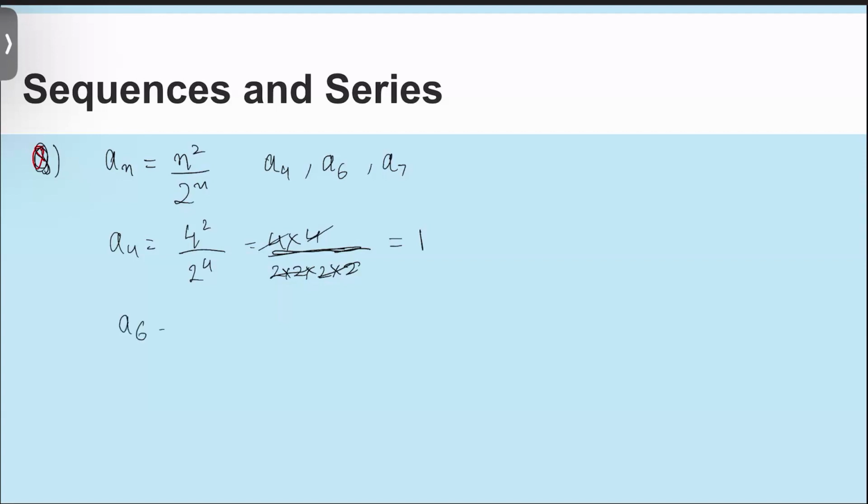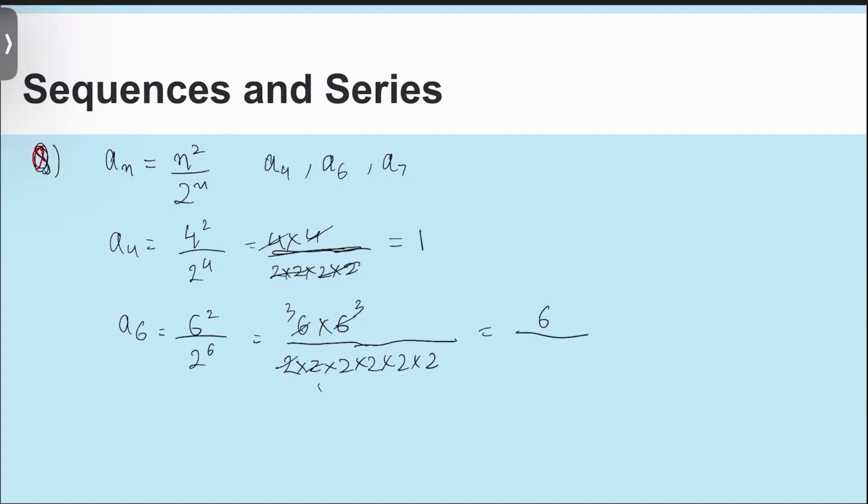So let's take a6 and see. You have 6 squared upon 2 raised to 6. So you will have 6 into 6 upon 2 into 2 into 2 into 2 into 2 into 2. If you cancel out, you have 6 upon, 4 twos is 16, so that you have 3 by 8.